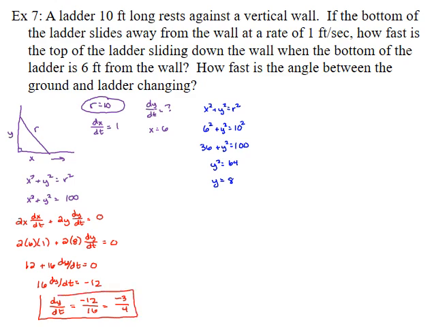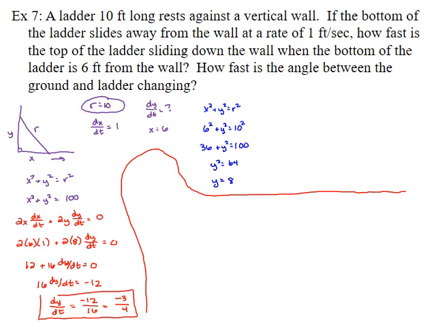I'm going to block all this stuff off, just so I have some more room. All right, so that makes sense. You got dy/dt is negative because your ladder is falling down the wall. Part B says, how fast is the angle between the ground and the ladder changing?